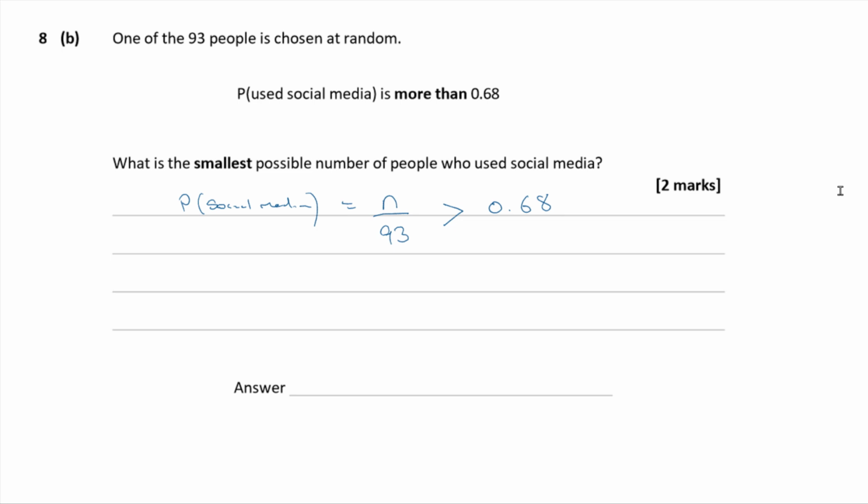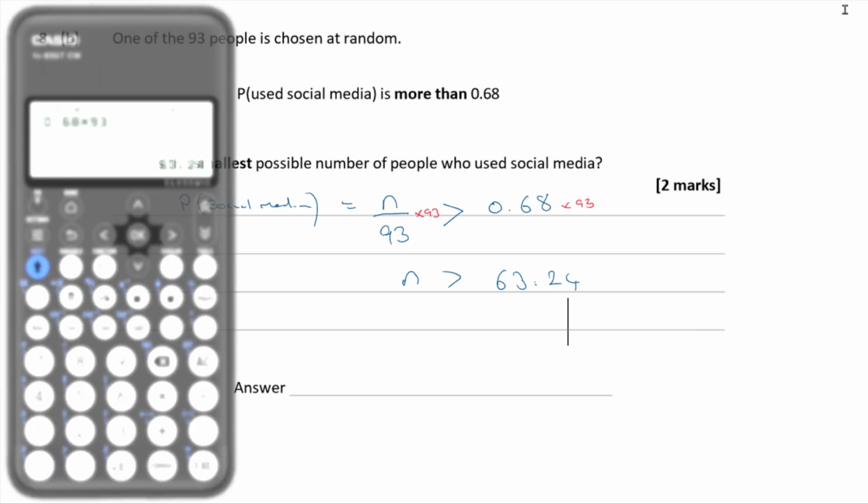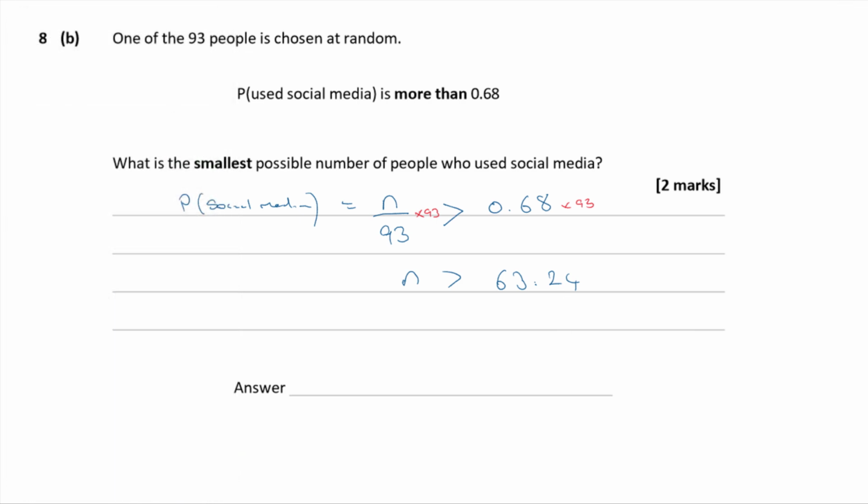Now multiplying both sides through by 93, I'm going to get n is greater than 0.68 times 93, and that comes to 63.24. Okay, now obviously n needs to be a whole number, isn't it? It's the number of people who use social media, so it can't be a fraction, and n has to be bigger than 63.24. So what is the smallest possible number it can be? Well, it's going to be the smallest number that is bigger than 63.24, and that is 64, isn't it? So 64 is the answer. Question 9a.